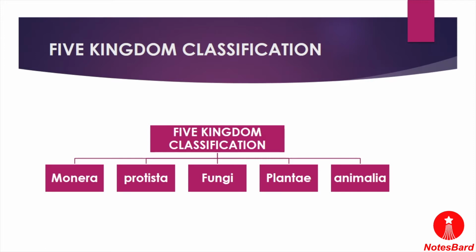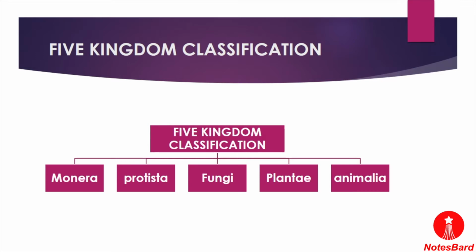From these kingdoms, Monera include all the prokaryotic organisms, Protista include unicellular and eukaryotic organisms, and Fungi include some heterotrophic, eukaryotic unicellular and some multicellular organisms. Plantae include all the plants, and Animalia include all the animals. So this is the 5 kingdom classification, and in this video we will discuss the kingdom fungi in detail.